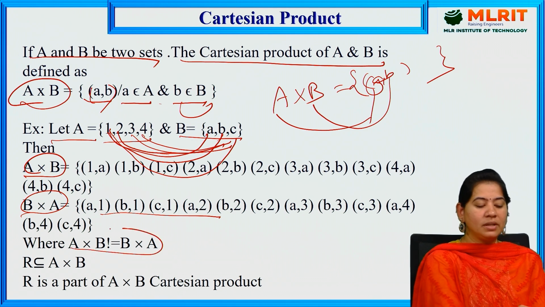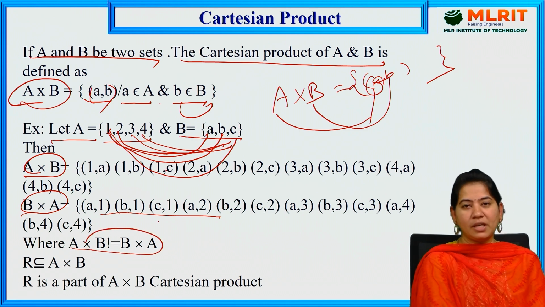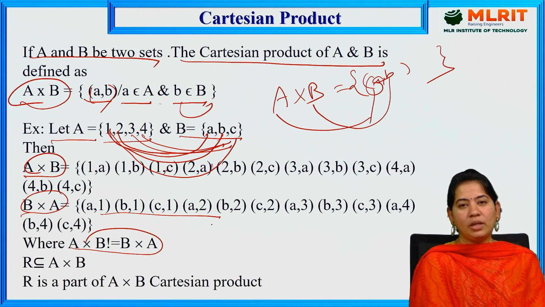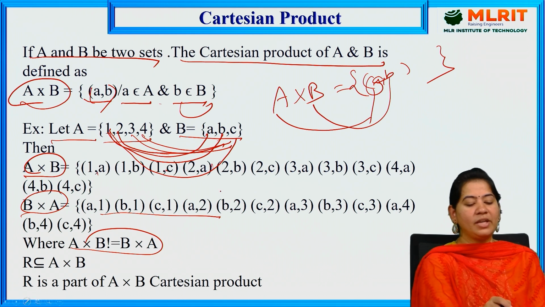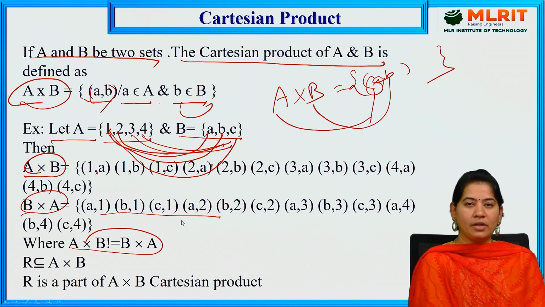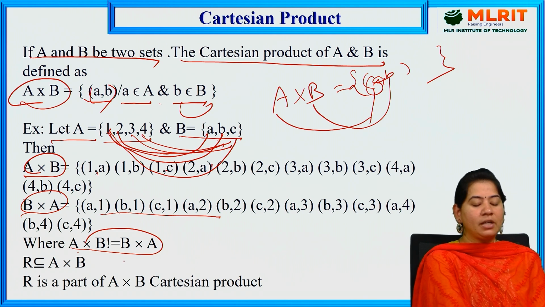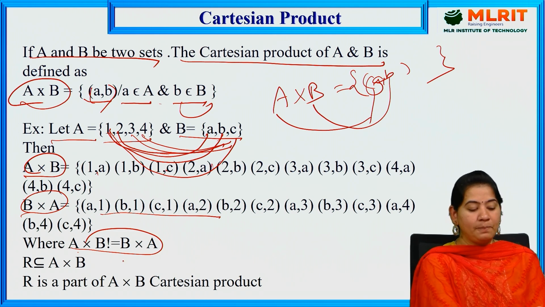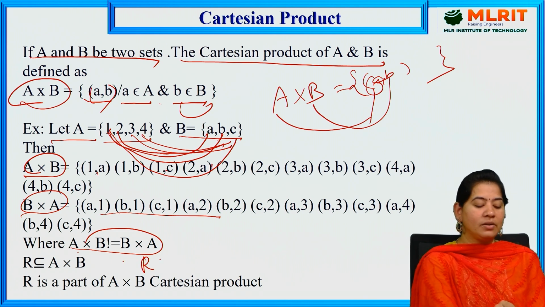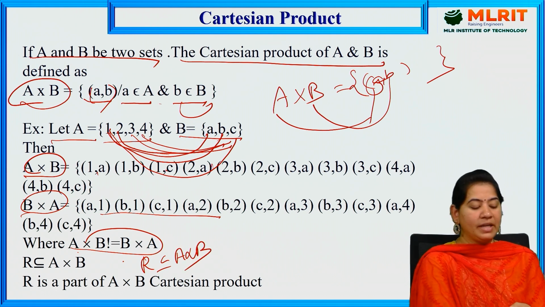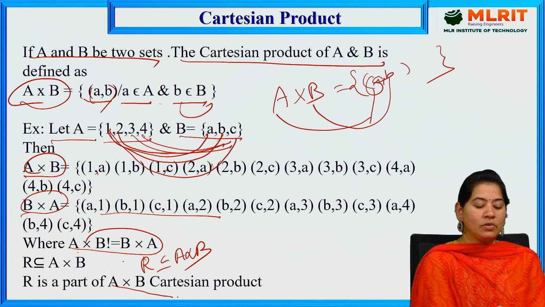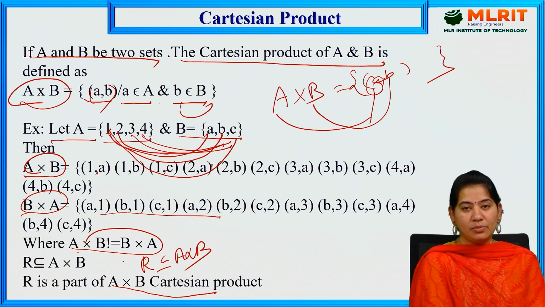And one more thing is, if you observe A cross B and B cross A, they are never equal here. Why? Because first elements are always different and second elements are different, so they can never be equal. That is A cross B is not equal to B cross A. And a relation is always a subset of A cross B. Or we can say that R is a part of A cross B, which is the Cartesian product.